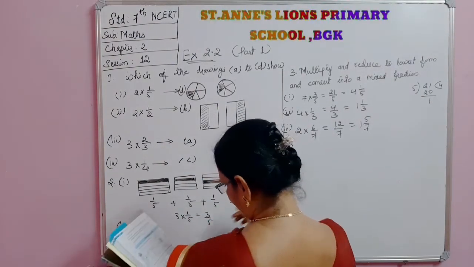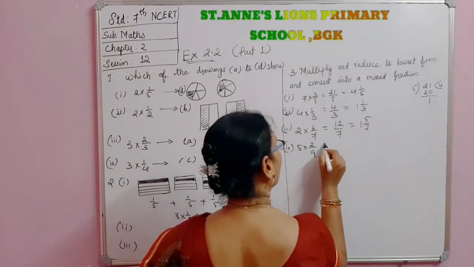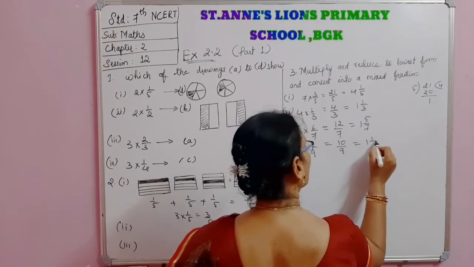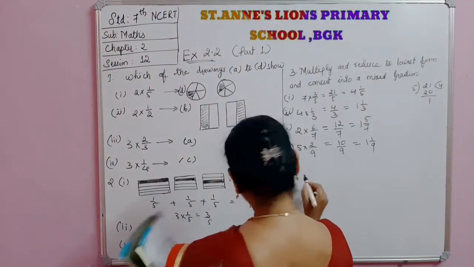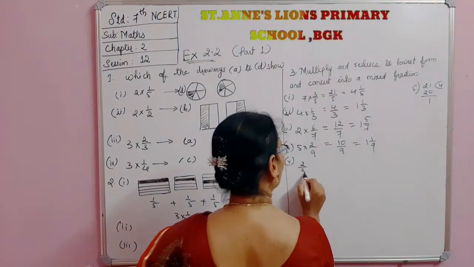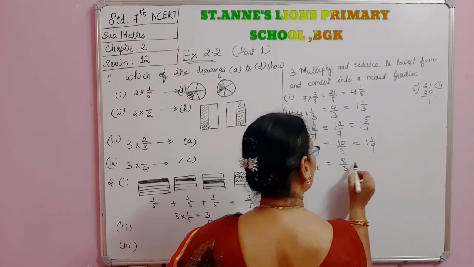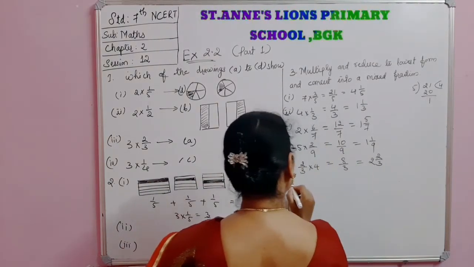Fourth one, 5 into 2 by 9. 5 twos are 10 by 9. 1 integer 1 by 9. Then fifth one, 2 by 3 into 4. 2 fours are 8 by 3. 3 twos are 6. 2 integer 2 by 3.